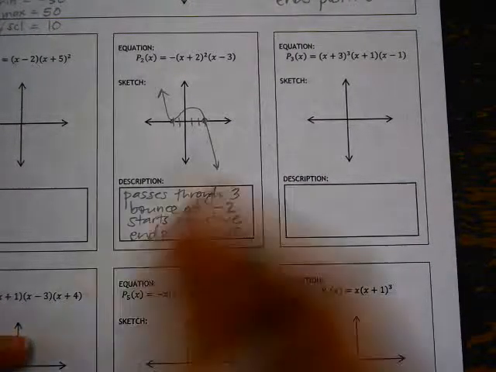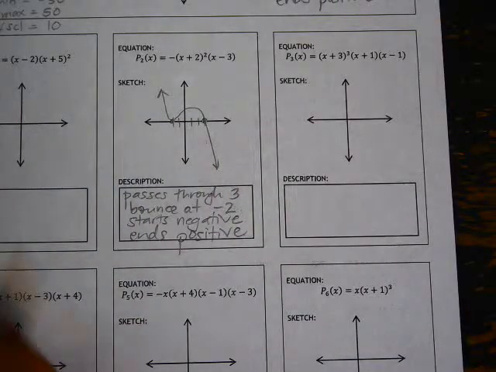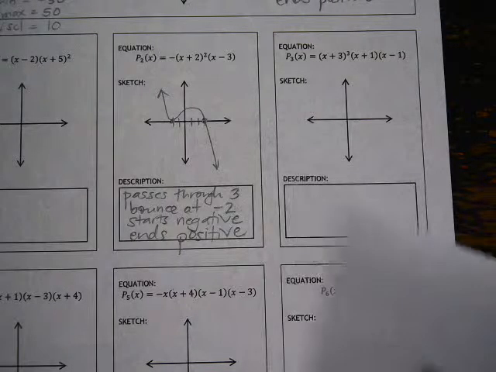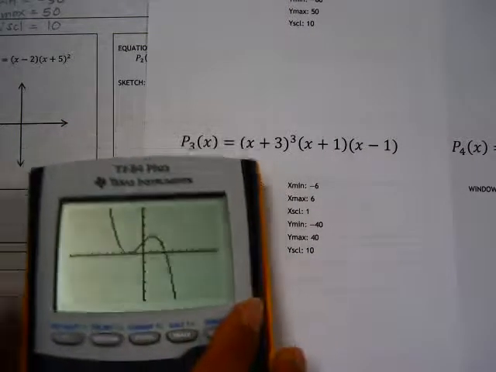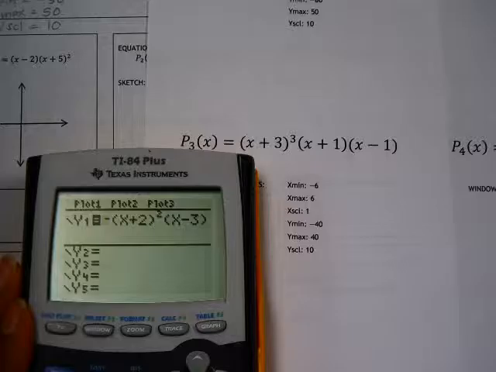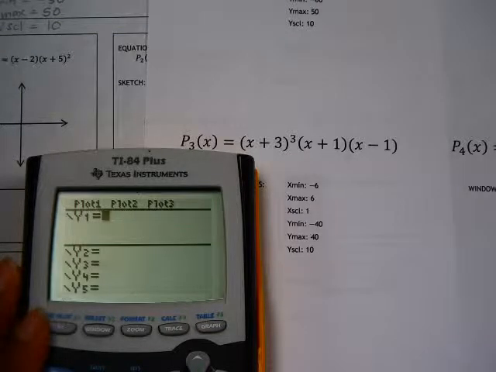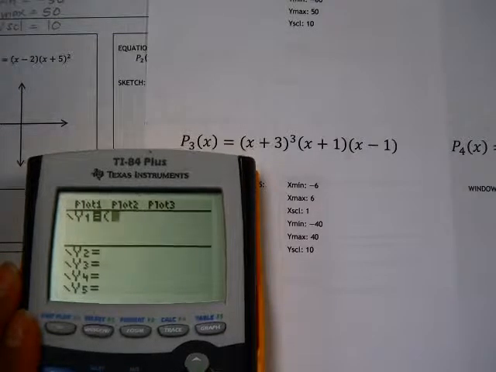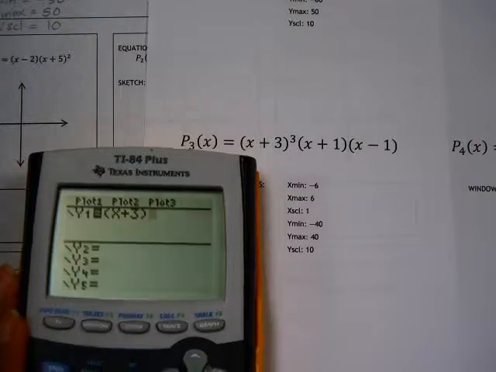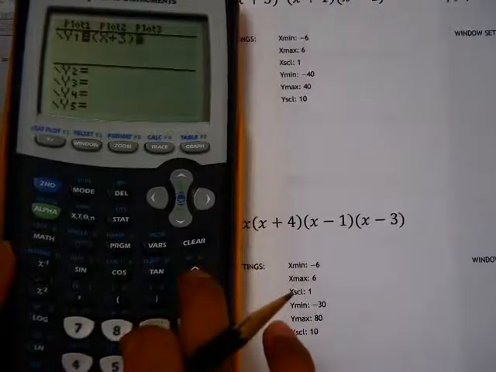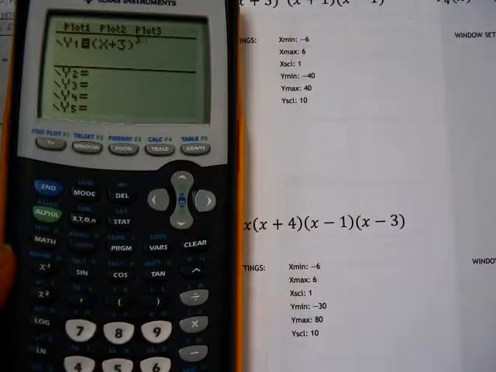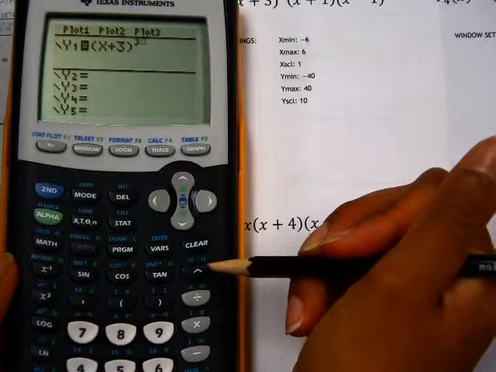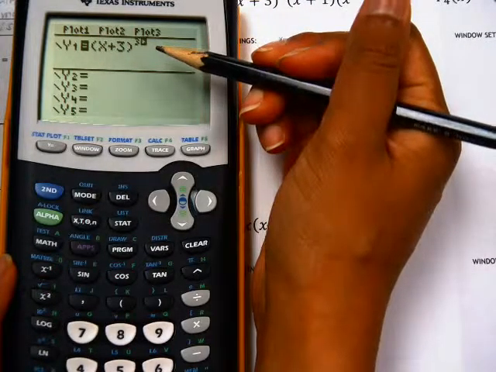We're also going to look at polynomial 3. Polynomial 3, we need to change the equation to parentheses x plus 3 cubed. To do cubed, press this little caret button and upside down V, and then cubed. If your calculator uses the caret symbol on the screen, that's fine.